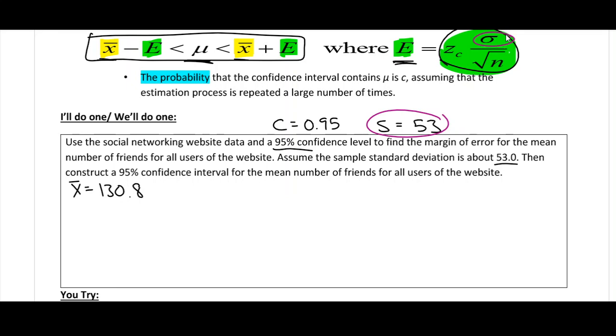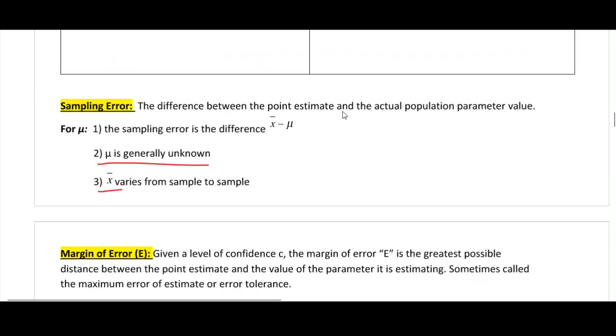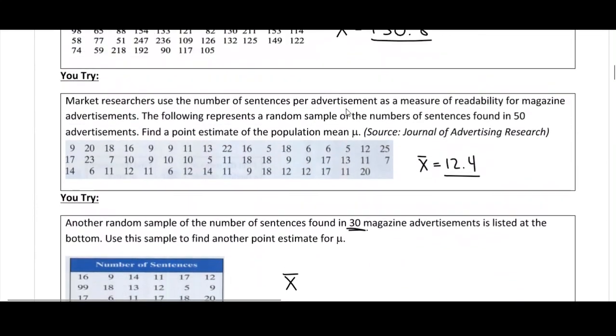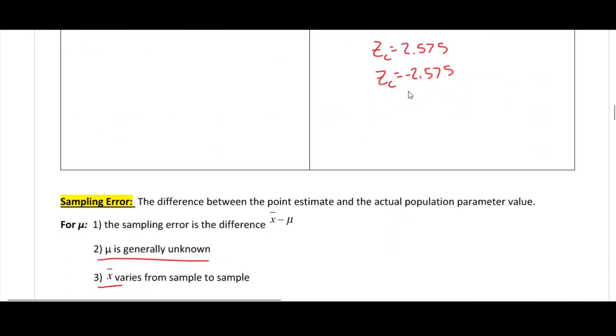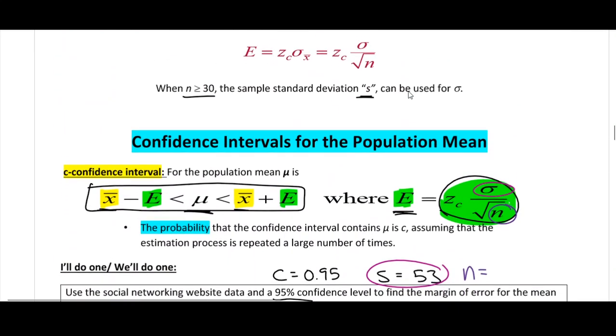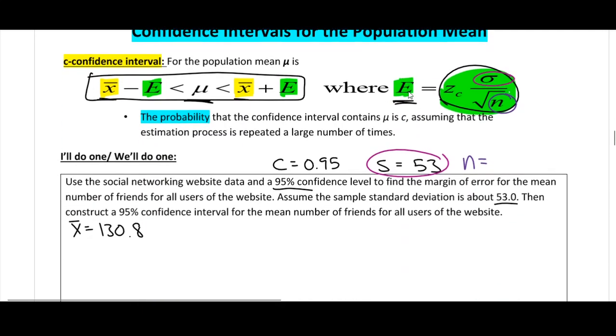We do have our n. That was at the beginning of the problem. They told us how many people they sampled. I already forgot it. I'm going to scroll back up. Sorry if you get dizzy with me going back up and down here. I should write this down. Sample was 40 users, so my n in this case will be 40 for this problem.